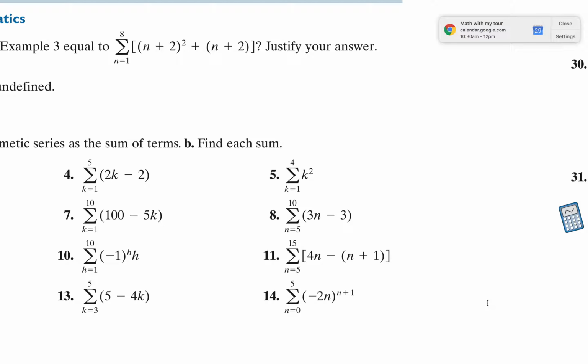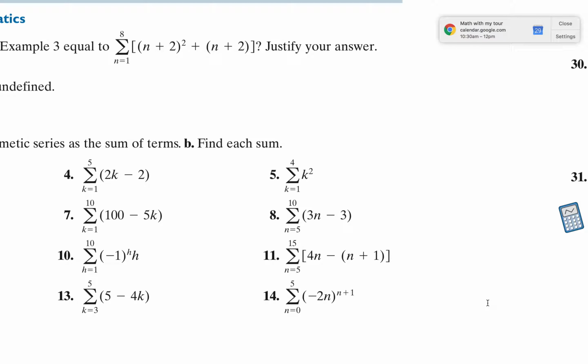5 minus 4k is equal. So we start from 3, and 4 times 3 is 12. 5 minus 12 is negative 7. It's equal to negative 7. That's the first, and the next: 4 times 4 is 16, and 5 minus 16 is negative 11.